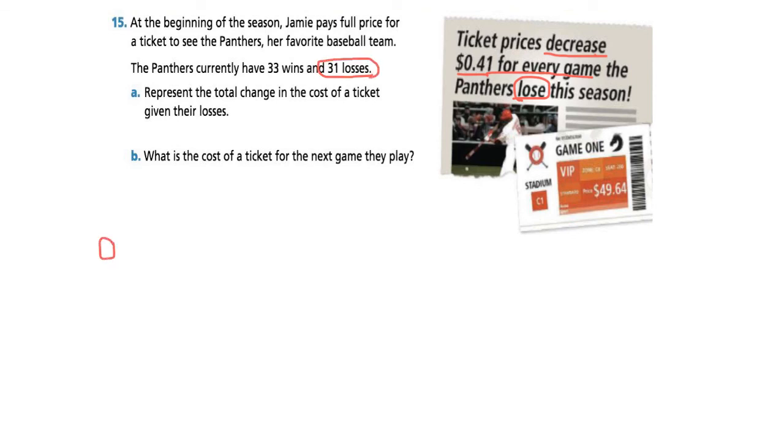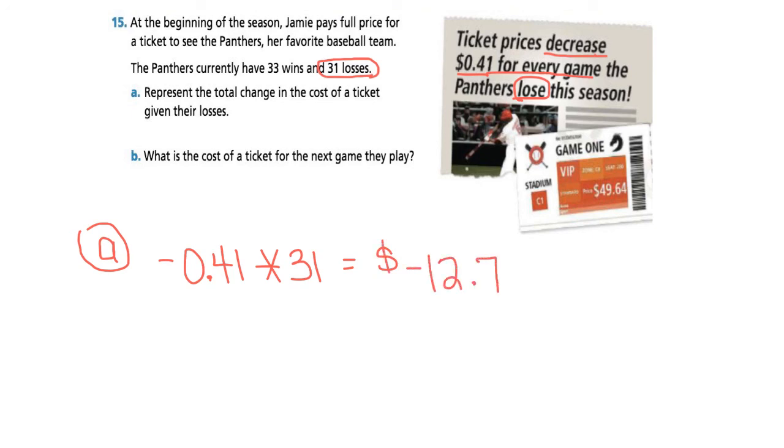So on part A, we got to figure out how much their season ticket is going to change. In order to do that, we know that it is a 41-cent decrease. That is negative 41 cents. And that happens for every game, but they lost 31 games. So we need to multiply it by the 31 losses, and we find out that they are going to lose $12.71 off the cost of each ticket.